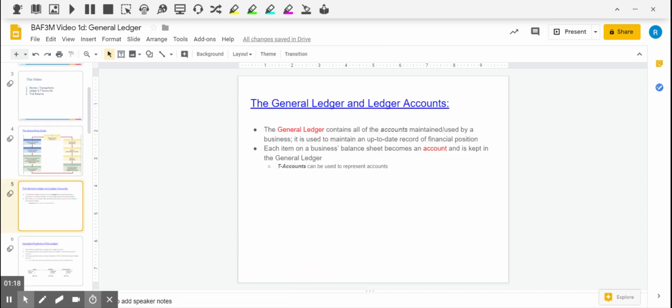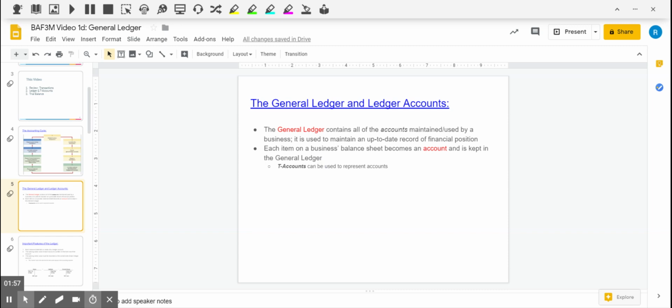The general ledger contains all of the accounts used by a business. It's used to maintain an up-to-date record of financial position. We're all starting in a place denoted by an opening balance sheet, which shows the assets, liabilities, and equity, and from that you gain a sense of financial position. But that balance sheet is only good for a moment in time, because transactions start to happen. The business has financial events that change the value of accounts. Cash, for example, is an asset account, accounts payable a liability account, and capital an equity account. Each item on the balance sheet becomes an account and is kept in the general ledger.